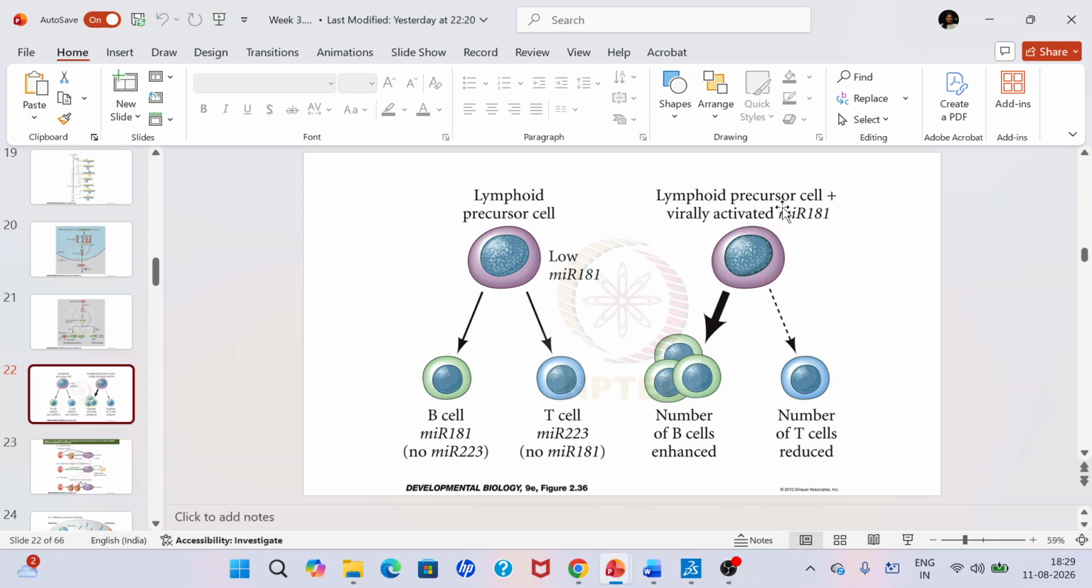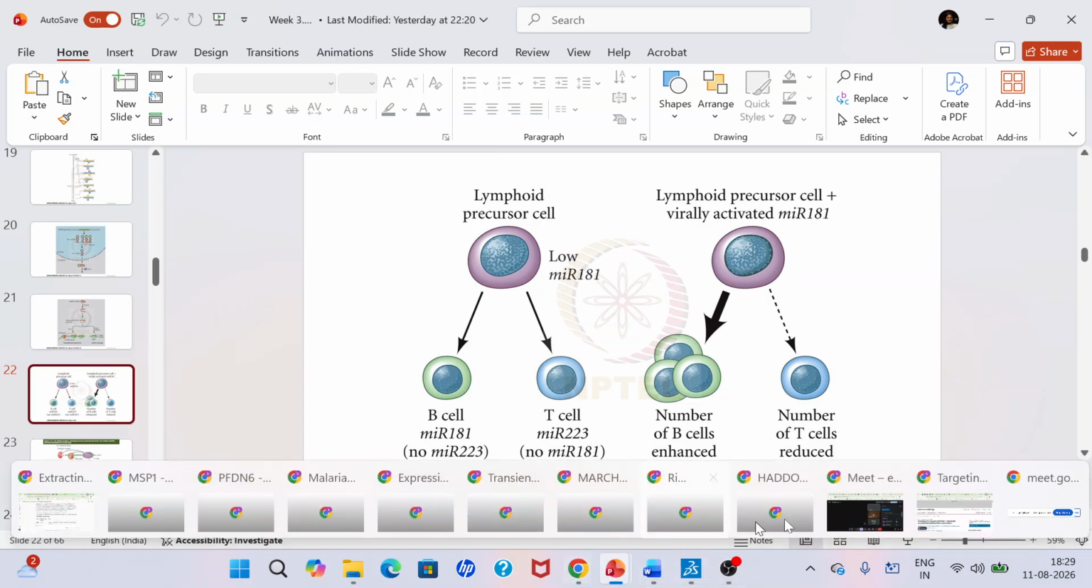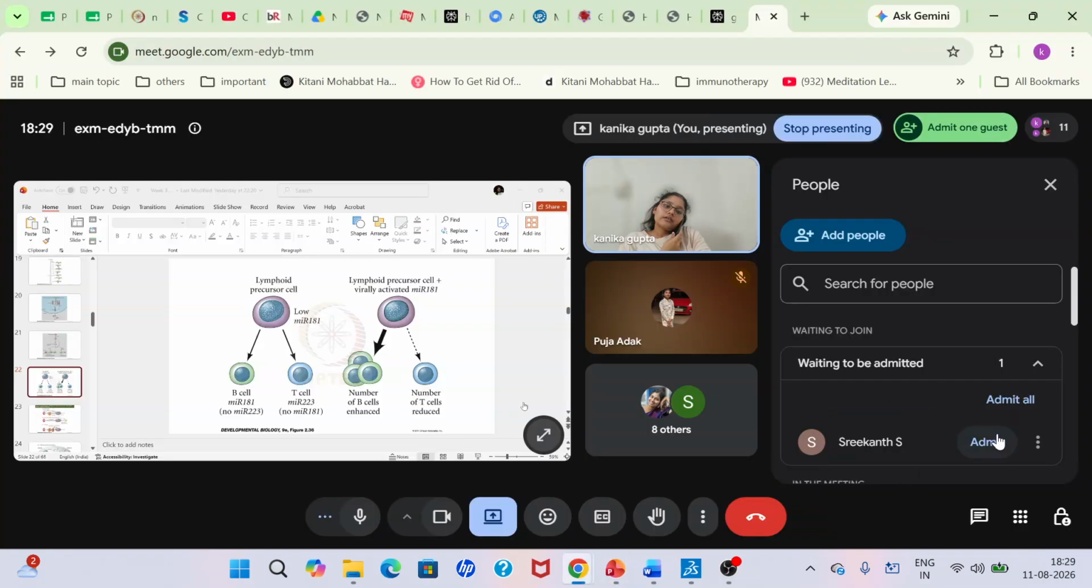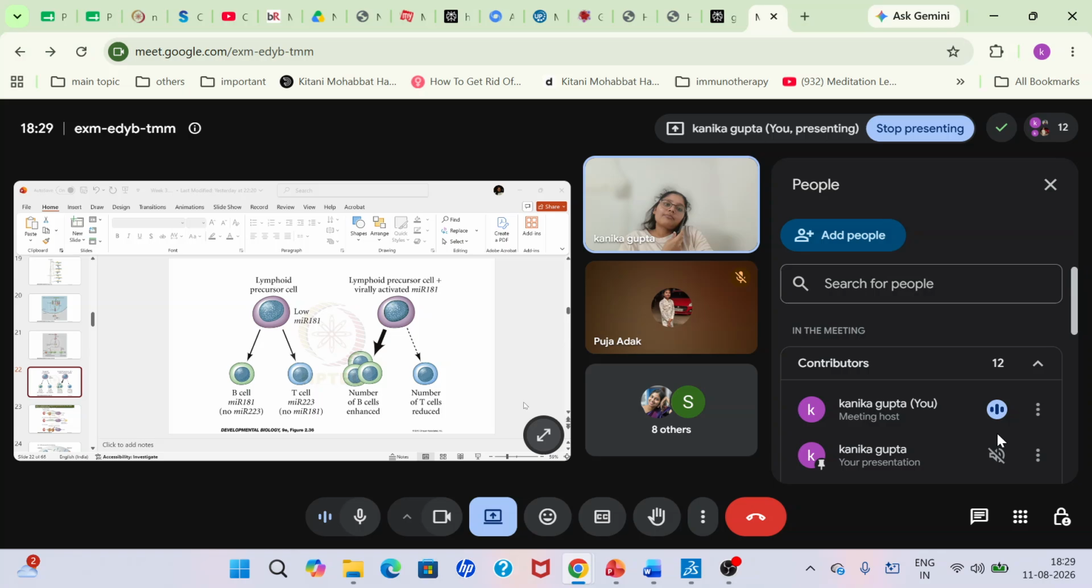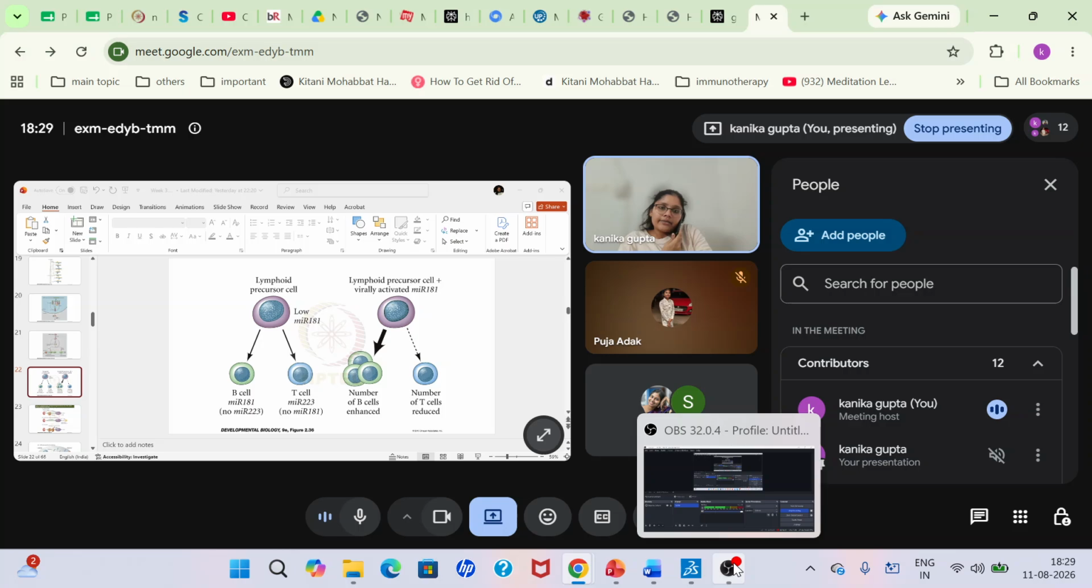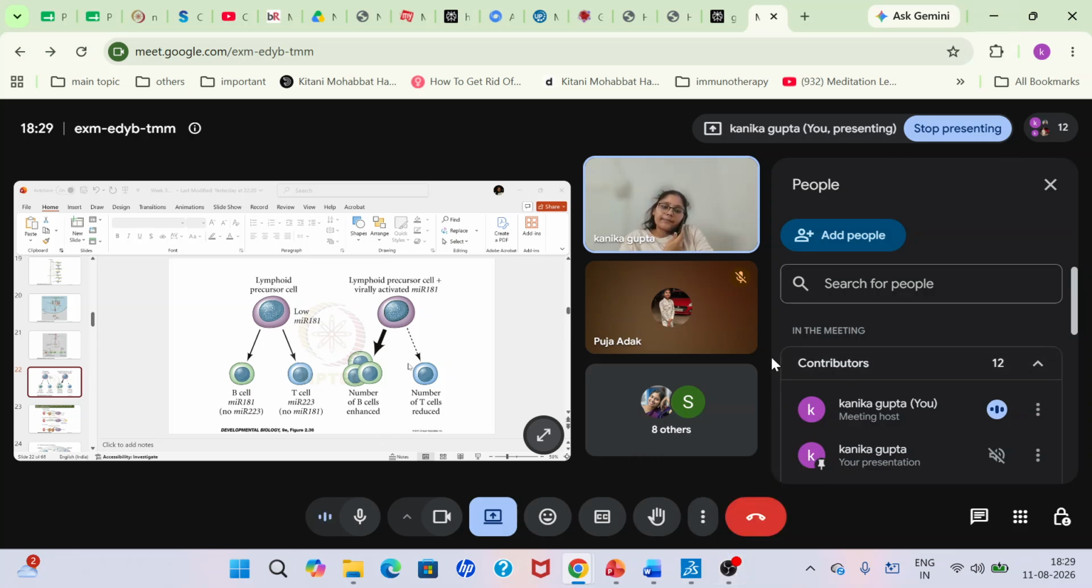But if it has an activated, just a moment, class. Hello? Yes. Yes, sir. Actually, sir, I don't know what the problem is with Google Meet. It doesn't show me a notification whenever someone wants to enter. That's why I couldn't admit you. But I've admitted you. Now you can see the session, sir. Yeah.